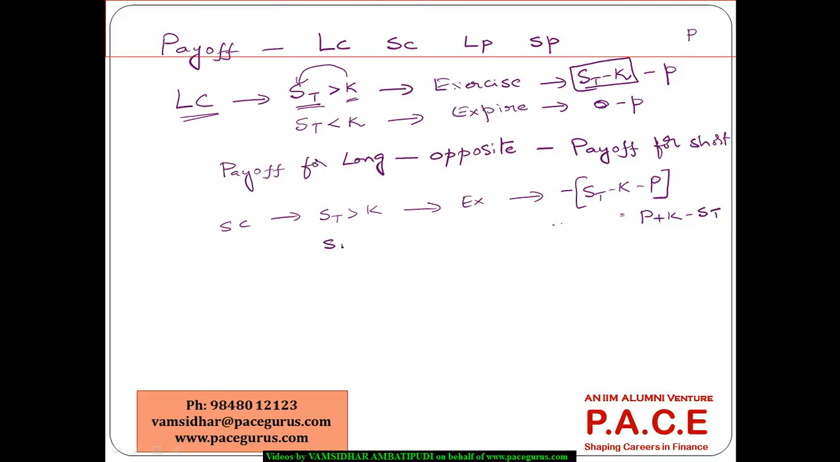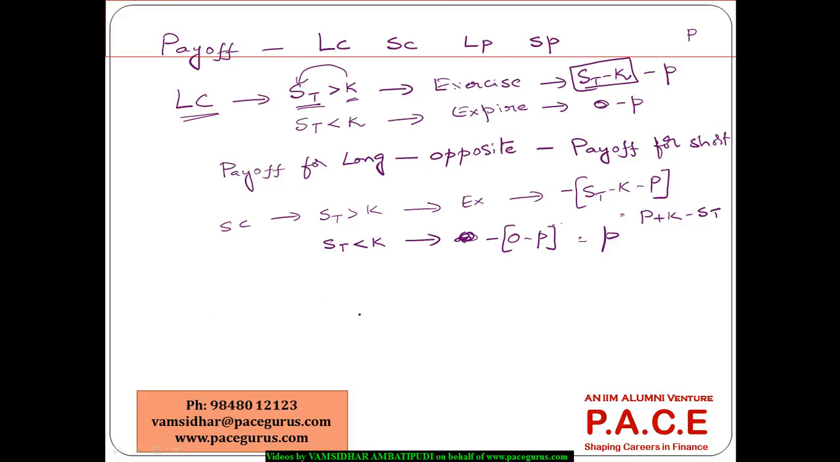which is the same as P plus K minus ST. And when the stock price is lesser than the strike, because the long is not going to exercise it, the short is also not going to get anything, but he has already received the premium earlier, so it's going to be a benefit for him for the amount equal to P.